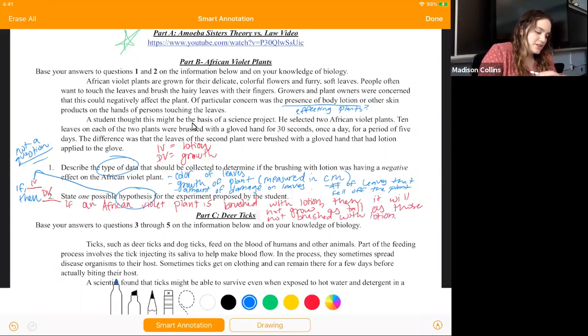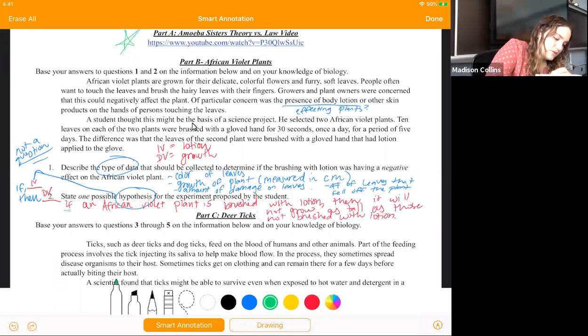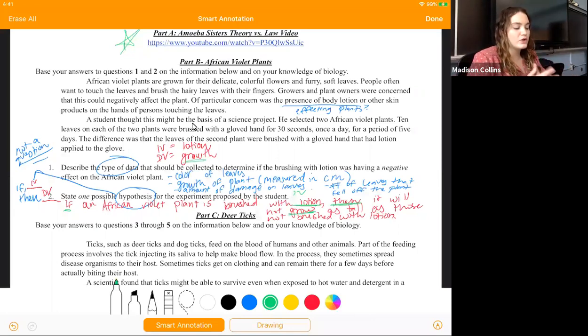Okay, so just to confirm, do we have our IV and DV? Well, we have our if. We also see African violet plants, which is our subject, okay? And lotion here is our IV. We also have our then statement, and we said that growth is our DV, and I also see growth mentioned right there, okay? So when you're setting up your hypothesis, make sure you have those steps.